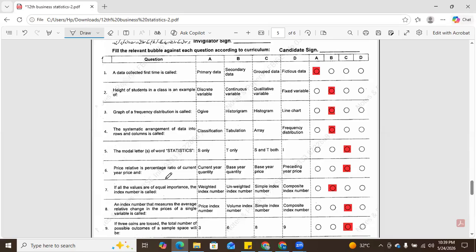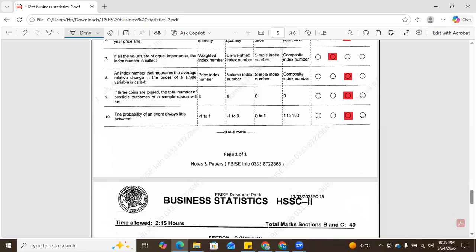Price relative is the percentage ratio of current year price and base year price. If all the values are of equal importance, the index number is called unweighted index number. An index number that measures the average relative change in the price of a single variable is called simple index number. If three coins are tossed, the total number of possible outcomes of the sample space will be 8. The probability of an event always lies between 0 to +1.